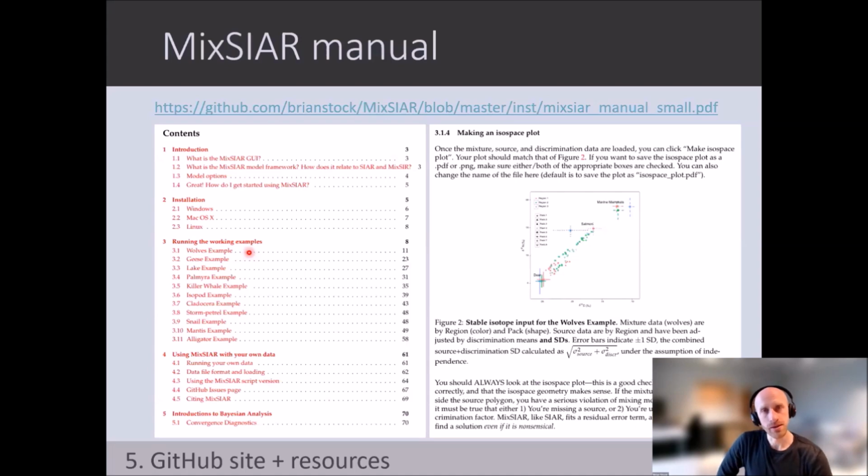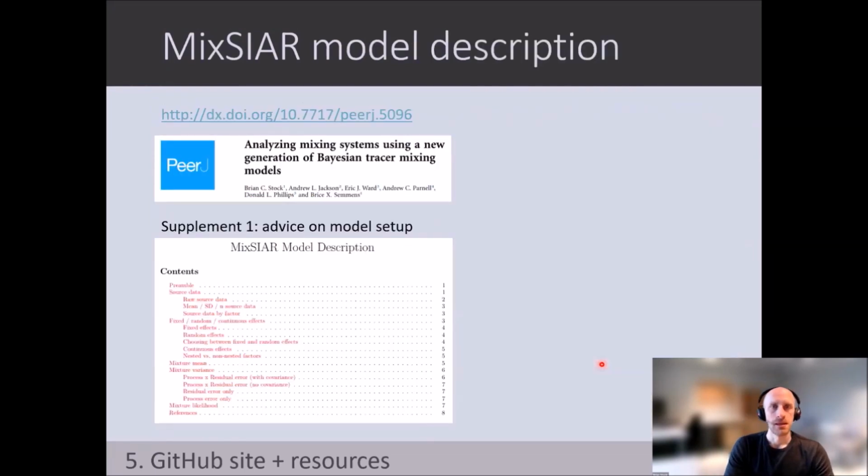We wrote a pretty extensive manual, and this is available when you download and install the package, or you can go directly to it on GitHub. The explanations are much longer, so if you're just starting out with isotope analysis, I think it would be helpful to walk through the manual. It goes through the different working examples and then how to use MixSIAR on your own data. And some things, like I said, the source and discrimination variances are indistinguishable. The model description and all the equations are in this PeerJ paper, and the supplement is also worth looking at.